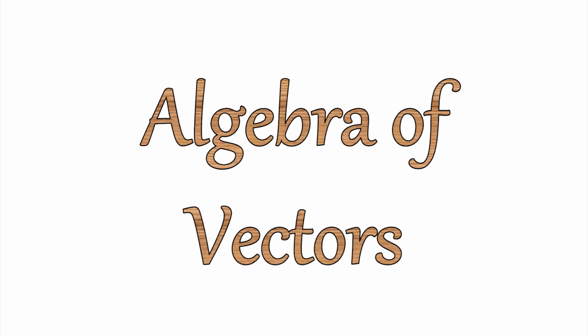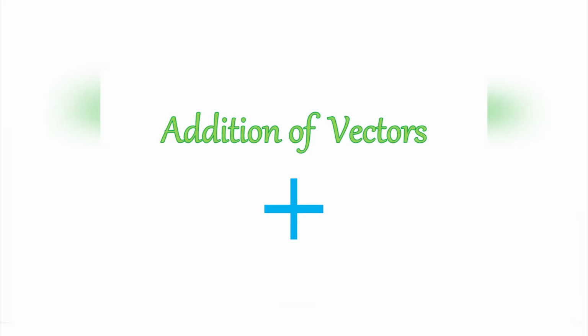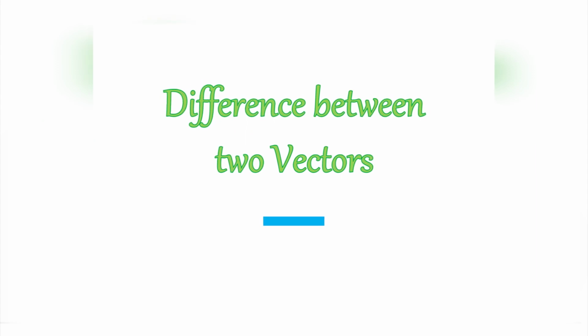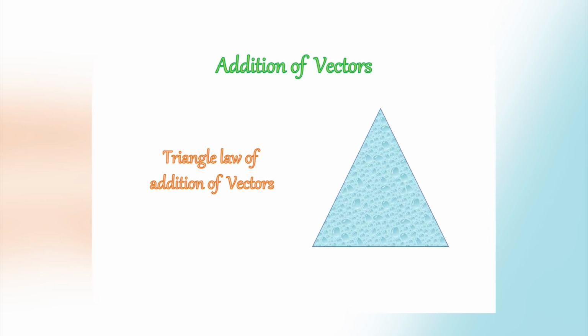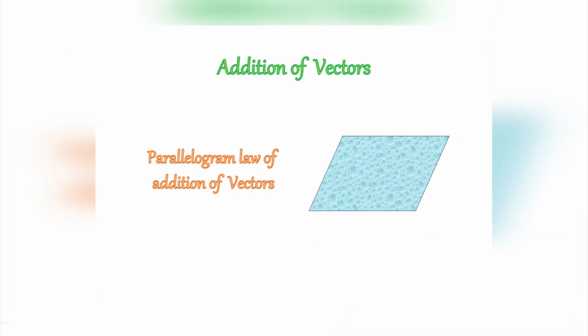Now, let us discuss the algebra of vectors. Algebra of vectors consists of three algebraic operations on vectors, namely addition of vectors, difference between vectors, and scalar multiplication of vectors. Addition of vectors can be done by following any one of the two laws, the triangle law of addition and the parallelogram law of addition. Let us know about them one by one.